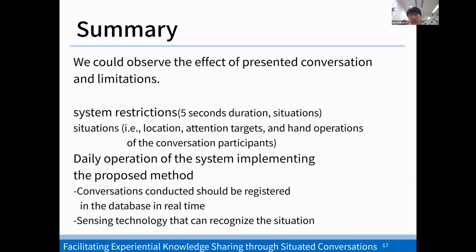Interestingly, we could observe that conversations that were done in the same area but not related to the current task also had the effect of expanding the user's knowledge. We also observed a case where, although a conversation highly related to the user's situation was timely presented, the user could not utilize the knowledge to solve the problem of the current task.